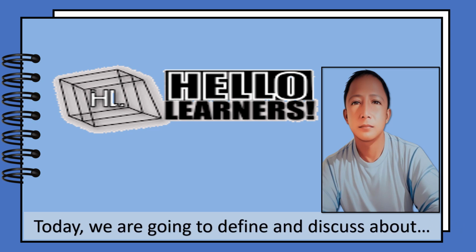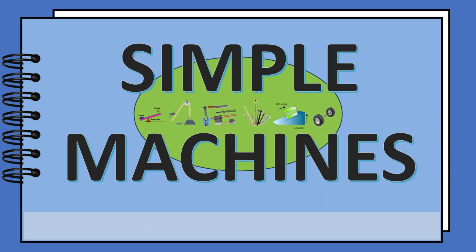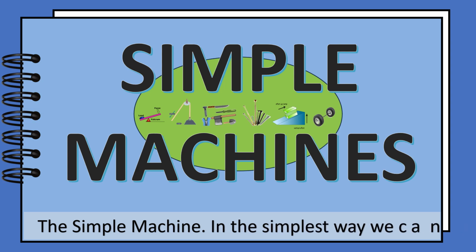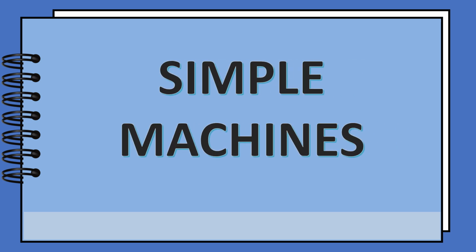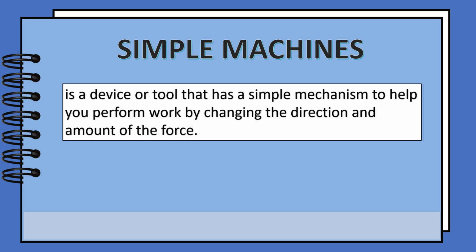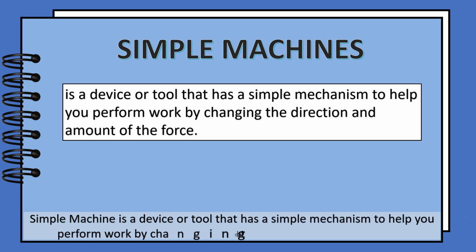Today we are going to define and discuss simple machines in the simplest way we can. So, for a simple definition, a simple machine is a device or tool that has a simple mechanism to help you perform work by changing the direction and amount of the force.